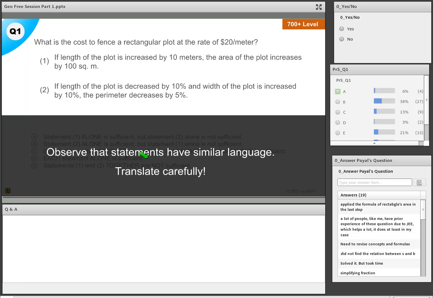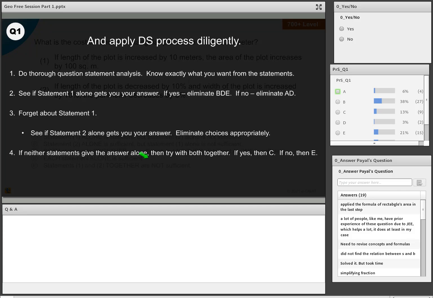Now let's apply all the learnings here into our data sufficiency question, and I want to make sure that you guys understand how to solve data sufficiency questions as well. So I'm going to recap that real quick here. And again, just observe the question statements. They have similar language, similar concept. So there's nothing overly complicated about this question, except that it's in the framework of a data sufficiency question, okay.